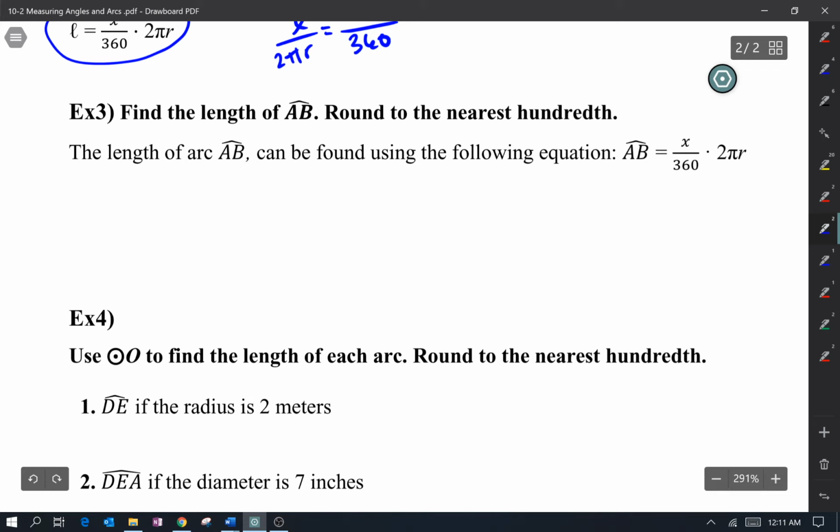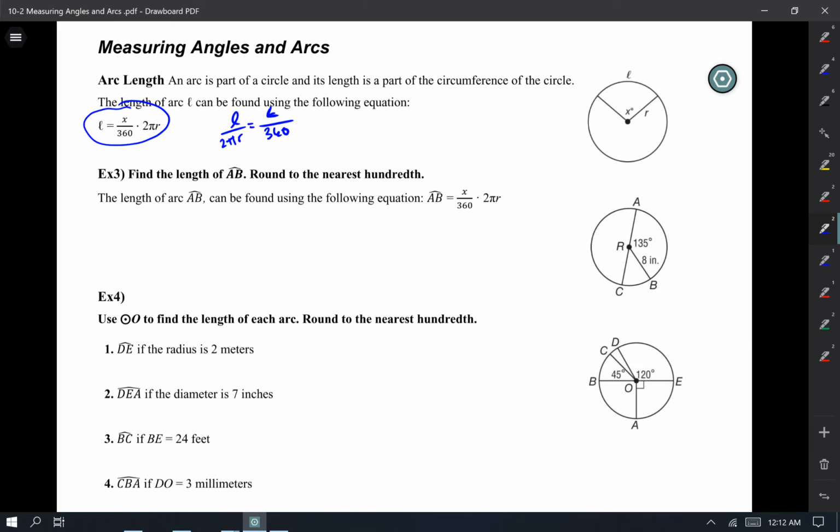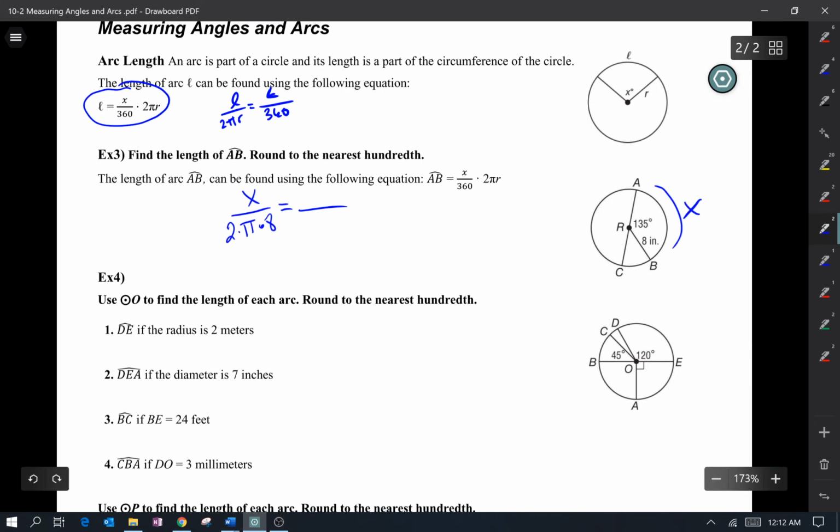Where is AB? All right, so let's look at AB. So if I want to find the length of AB, I'm going to call AB x, right? I'm going to call this x. So x is proportional to 2 pi r. So 2 times pi times, what's the radius? 8. And that's going to be proportional to how long is this arc, right? How long is this angle? 135, so the arc is also 135. 135 to 360. All right?